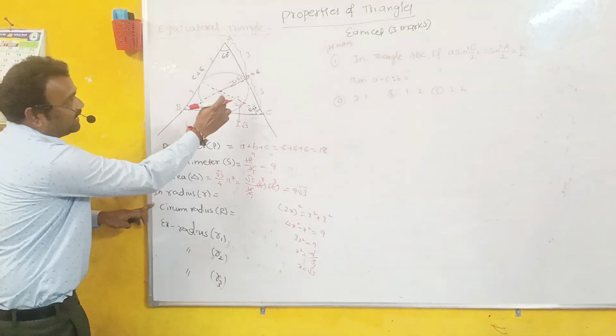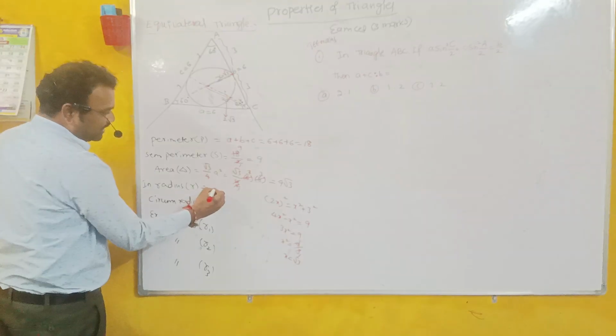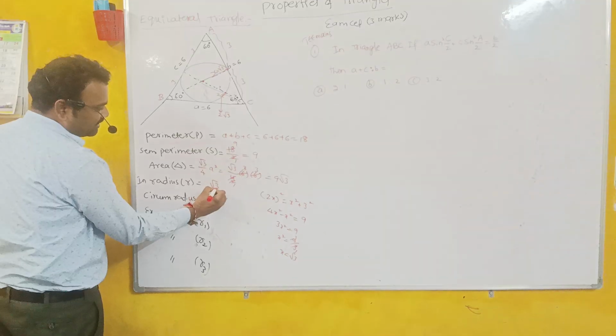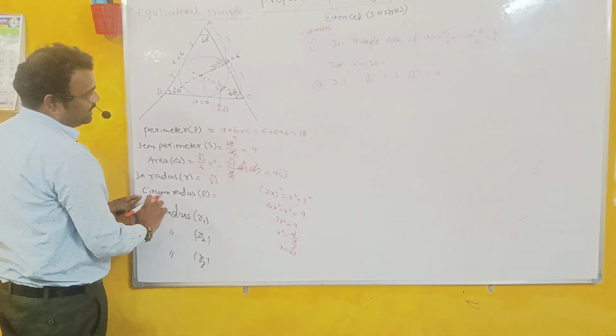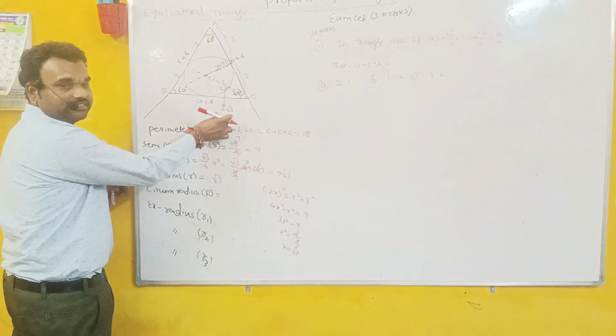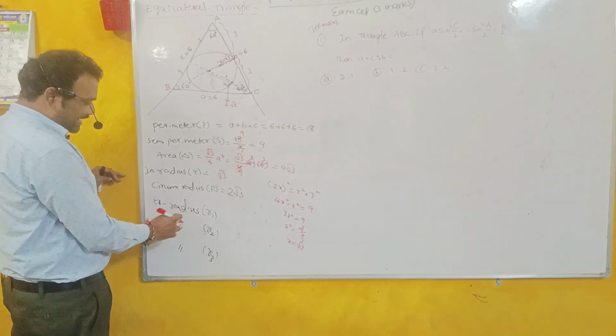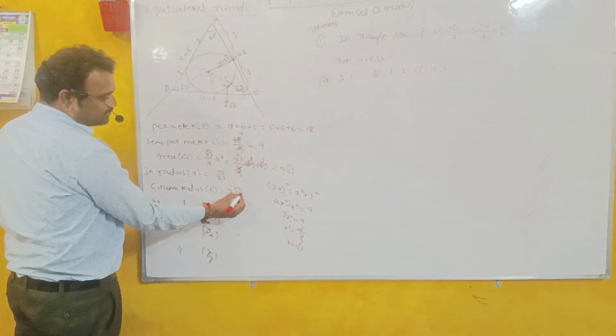Next, that's why x equal to root 3 is the inradius of the circle. Circumradius is from here to here. Here 2x is the circumradius, that must be equal to 2 root 3. Then what does the exradius mean?